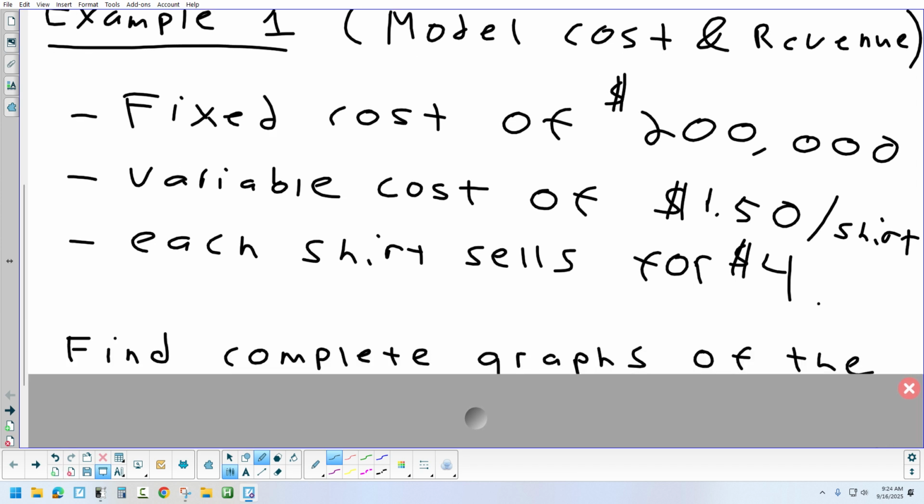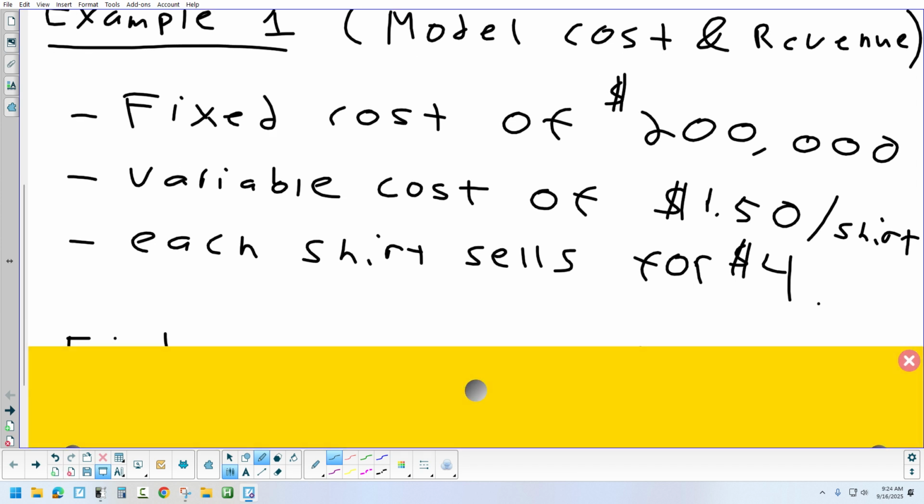So what we want to do is figure out a formula for the graph of the costs the company has and the revenue. Now, the way that our book defines cost and revenue is: cost is any amount of money that leaves your bank account, that you have to spend. Revenue is money that comes in. Revenue isn't necessarily profit.